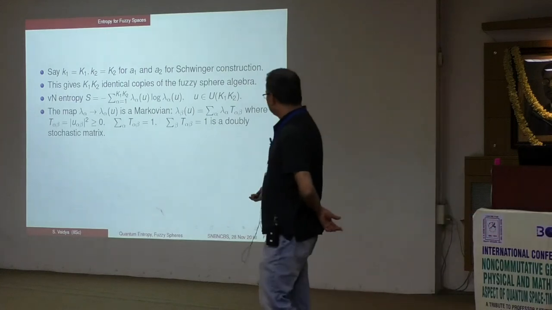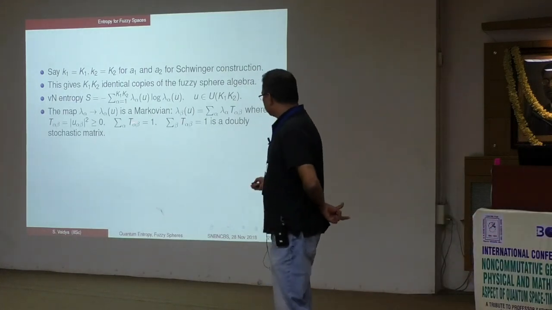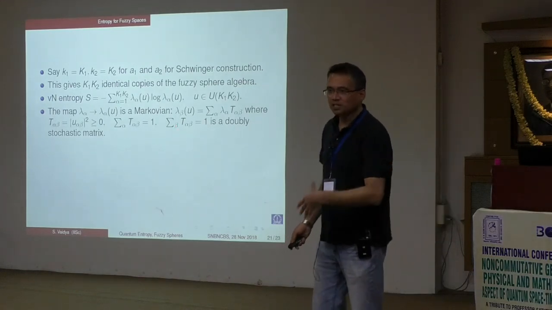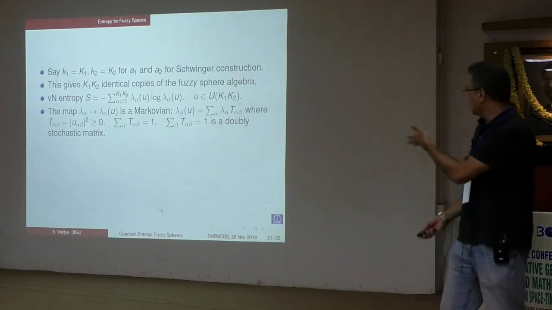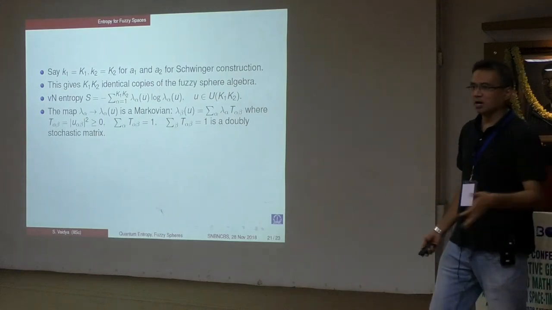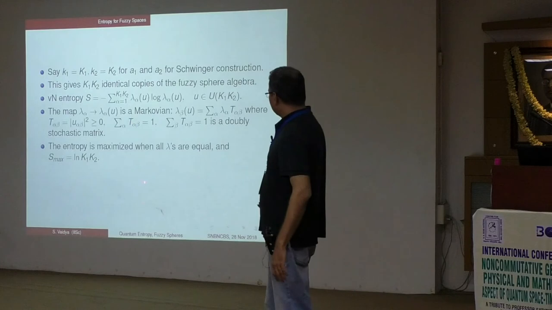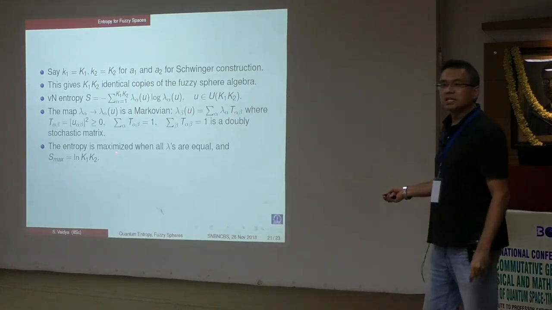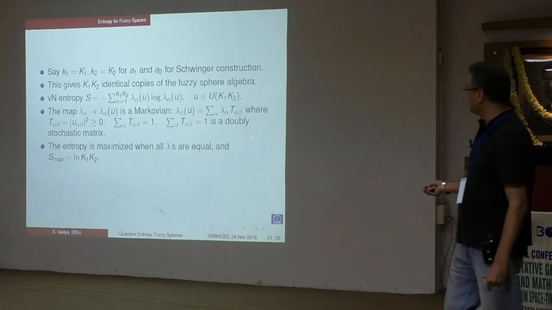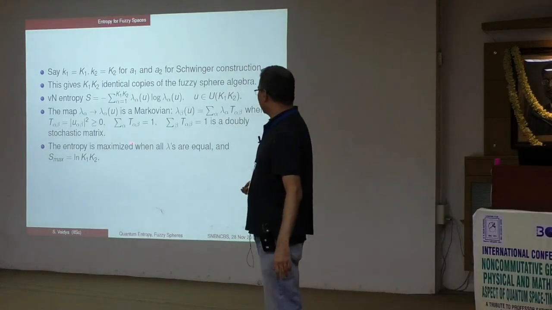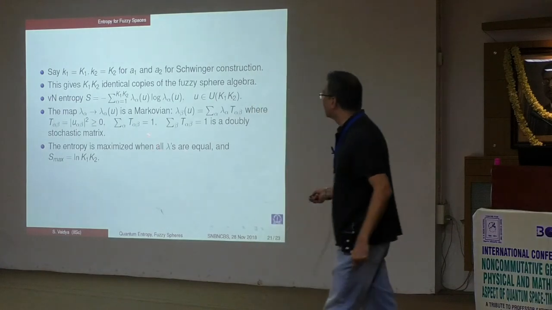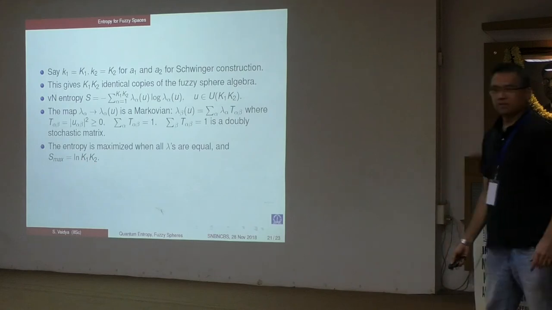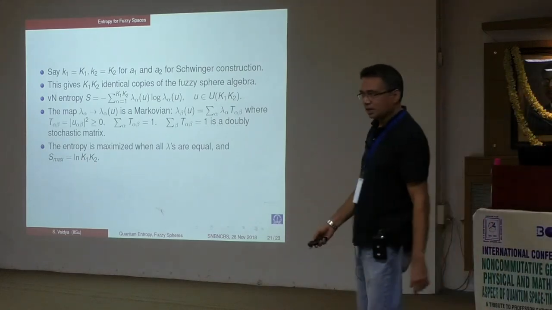So if you keep changing U, the lambdas change, but they change via a doubly stochastic Markov process. And you can then go back and ask where this entropy is driven to. It turns out this entropy is driven to its maximum value, which corresponds to all the lambdas being equal. And this maximum value turns out to be log of k1 times k2.